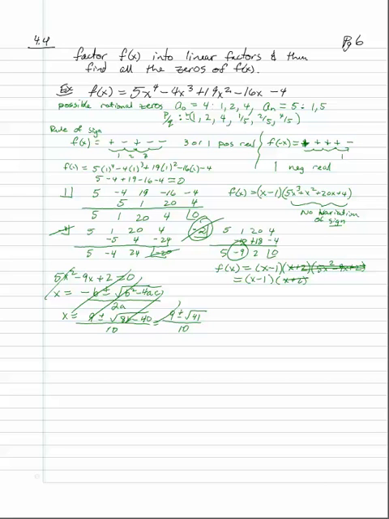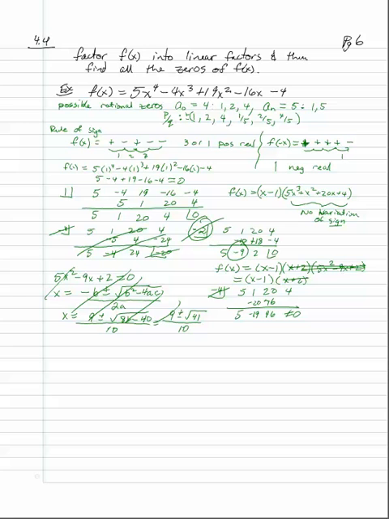Let's try, what would be the next one here? Negative 4. So negative 4. So we got 5, 1, 20, and 4. So that'd be 5, negative 20. Okay, and that's going to be a big positive. 76, 90. Okay, so it's not going to work. So that one doesn't work.